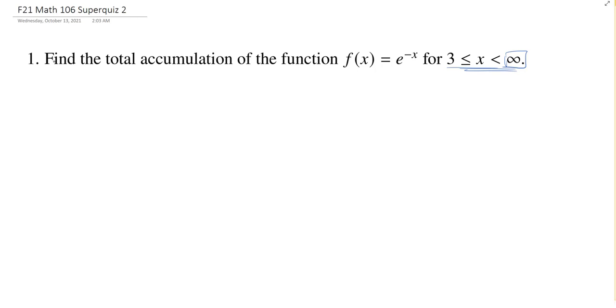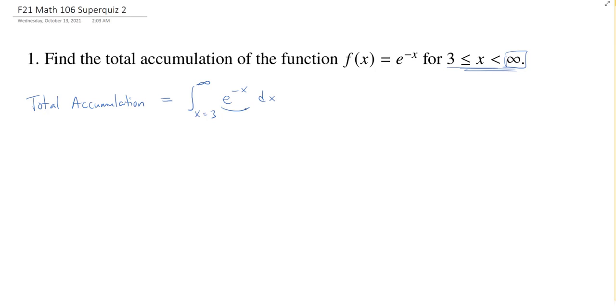So let's set this up. So the total accumulation, notice I'm going to write that down, so that whoever is looking at this is going to know what it is I'm computing, right? So the total accumulation is equal to the integral from, well, it says here it starts at 3. So we're going to go from 3 to infinity, right? Because that's where x is going to, right? All of it's in there, starting from 3. And then the function is e to the negative x.